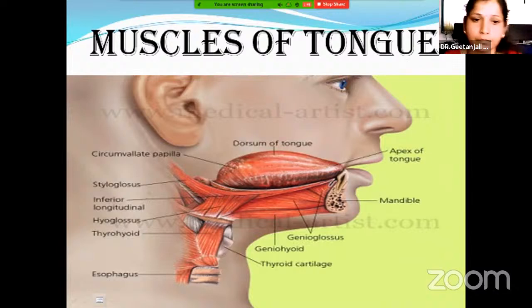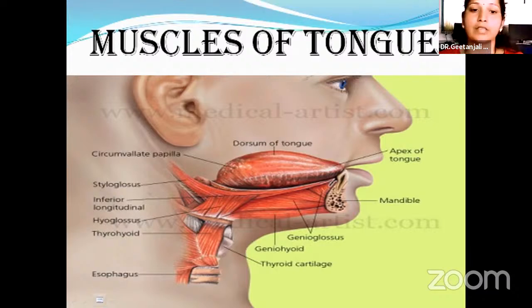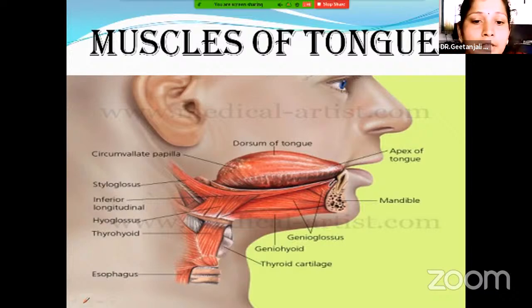muscles of the tongue. See here in the figure, muscles of the tongue: genioglossus is there, then hyoglossus is there, styloglossus is there, and hyoglossus, genioglossus, styloglossus, these are the extrinsic muscles of the tongue. There are four types of extrinsic and four types of intrinsic muscles.